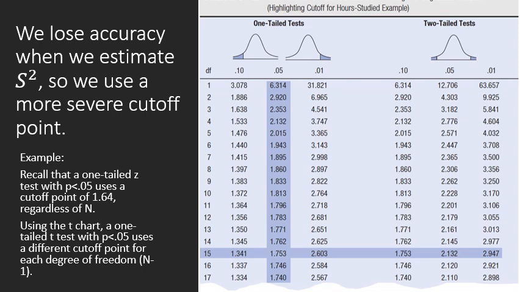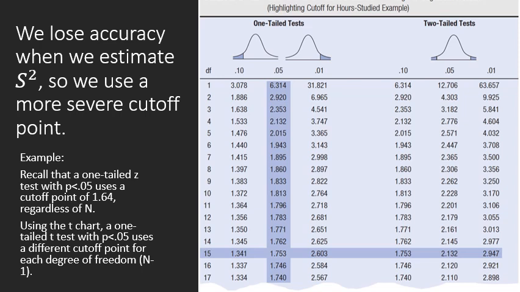Using the t-chart, a one-tailed t-test with p less than 0.05 uses a different cutoff point for each degree of freedom. So if you had a sample, in this case they're using degrees of freedom of 15, meaning there's 16 in the sample, and so this is this blue shaded area, and they're using a one-tailed test, so we're looking on this half of the chart, and we're looking down the 0.05 column, and the place where those cross, the degrees of freedom 15 with a 0.05 cutoff point for a one-tailed test is at 1.753. So if we're doing a t-test, instead of using 1.64, we would use 1.753 if our degrees of freedom was 15.